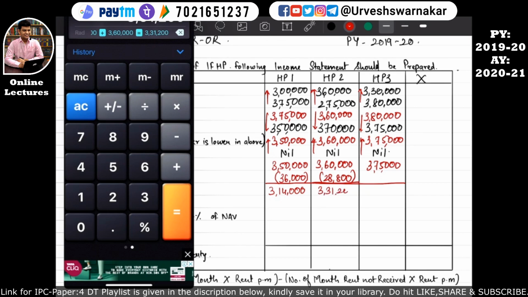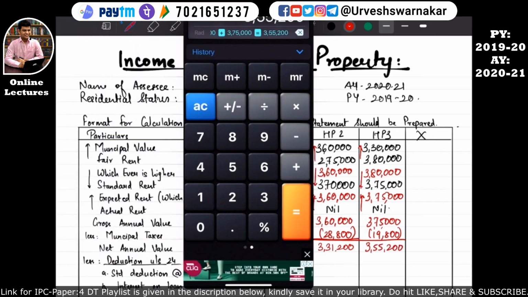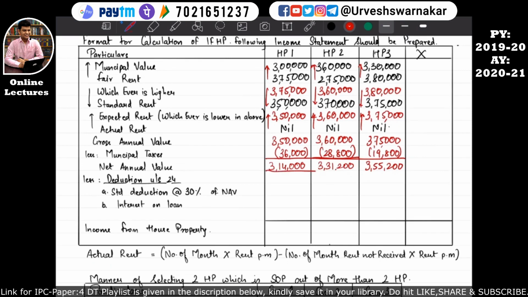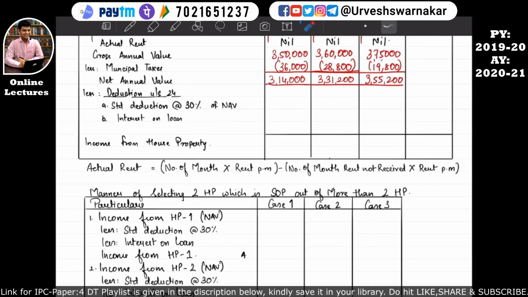3,31,200. In case of house property 3, the municipal value is 3,30,000. On this we need to calculate 6%, which is equal to 19,800. So our annual value for house property 3 is 3,75,000 minus 19,800, which is equal to 3,55,200. I hope this is quite clear. After you have calculated till here, do not move further and calculate this part over here, it will become difficult to find out which property will be self-occupied property and which property will be deemed let out property.